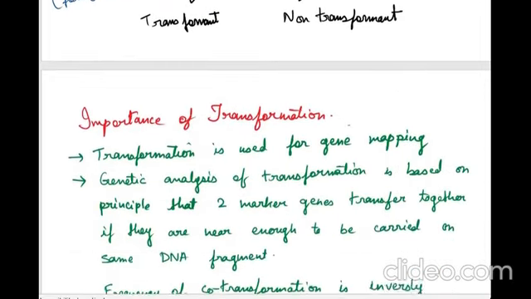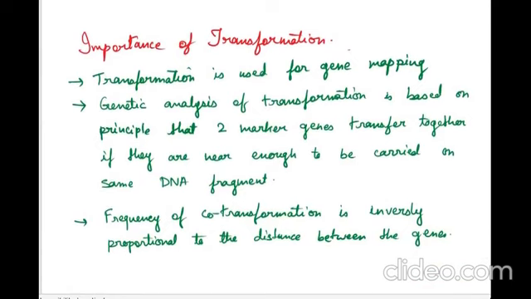Now finally, let's talk about the importance of transformation. Transformation is used for gene mapping. Genetic analysis of transformation is based on the principle that two marker genes transfer together if they are near enough to be carried on the same DNA. That means if two genes are very close together, they will be passed on together. That's how it helps in gene mapping and marking where the genes are present.